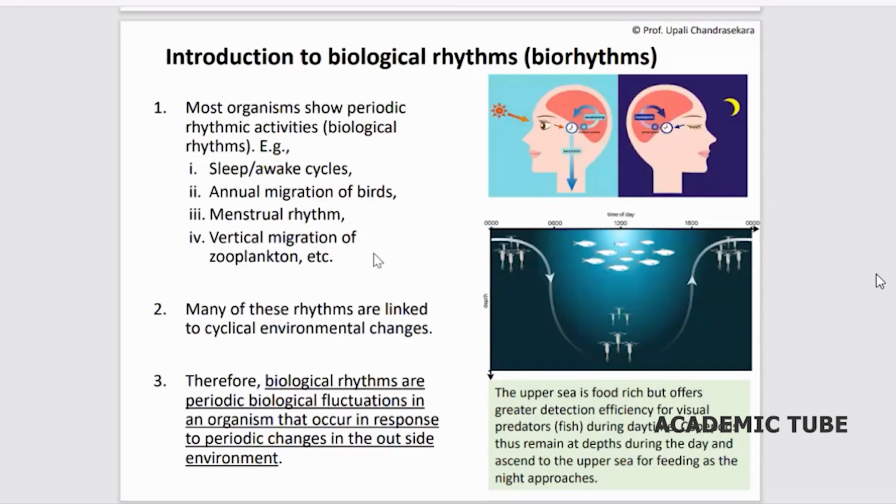Therefore, based on all these things, we can define a biological rhythm or biorhythm. Biological rhythms are periodic biological fluctuations in an organism, in an animal, that occur in response to periodic changes in the outside environment.